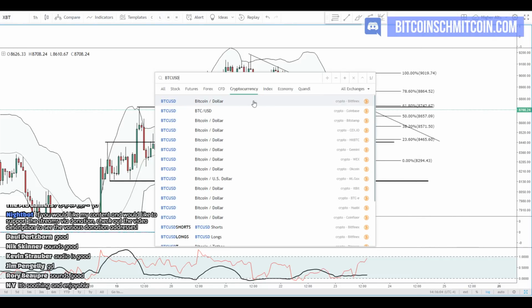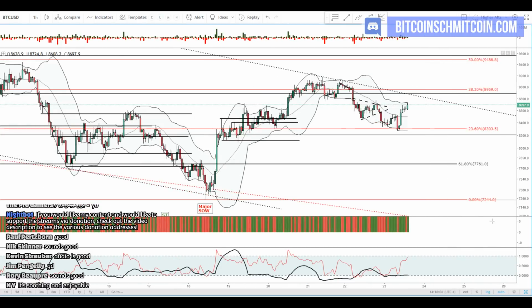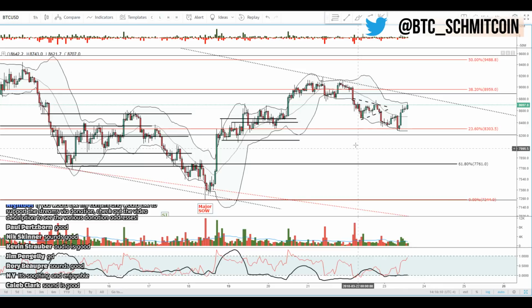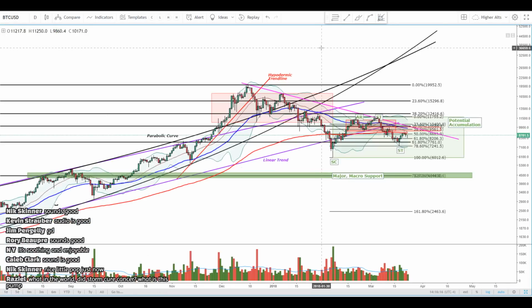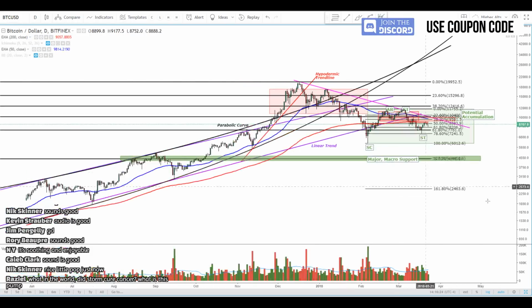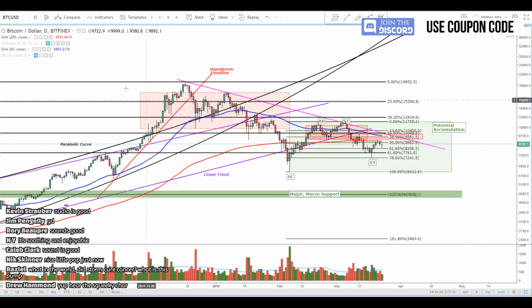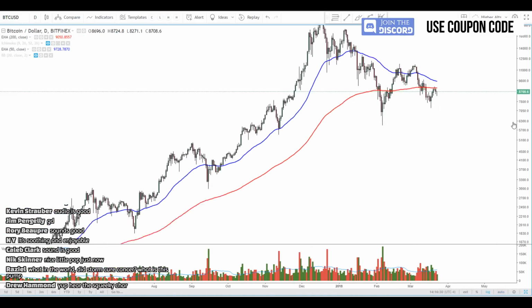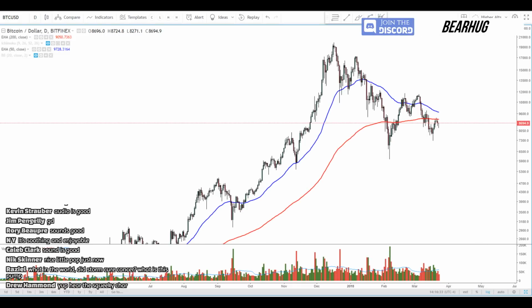BTC USD. Let's go Bitfinex. All right, so let's go ahead and start off like we always do by zooming out, and I'll clean a lot of this up. So we'll get rid of the Bollinger Bands, and let's just go ahead and clear everything off, and then we'll look inward.